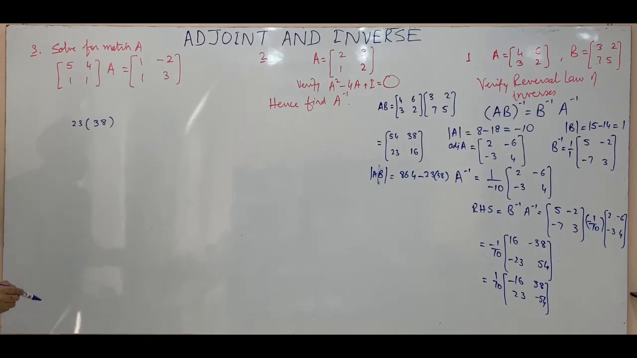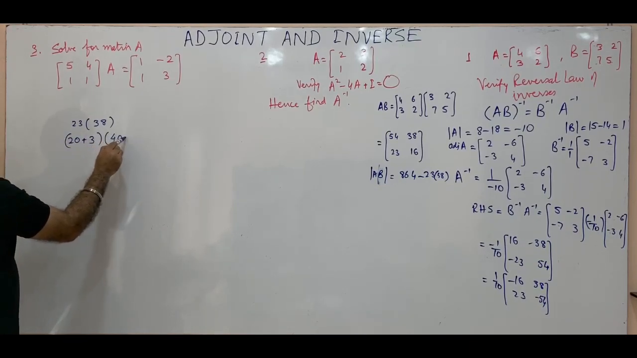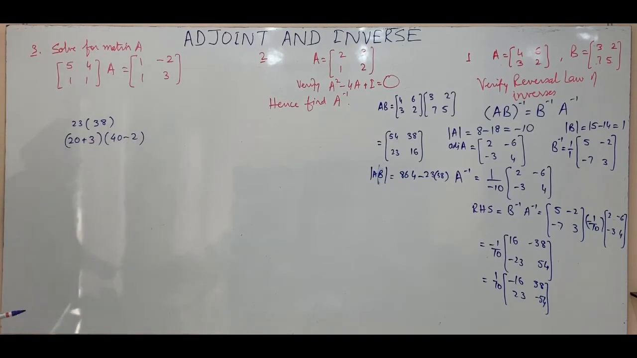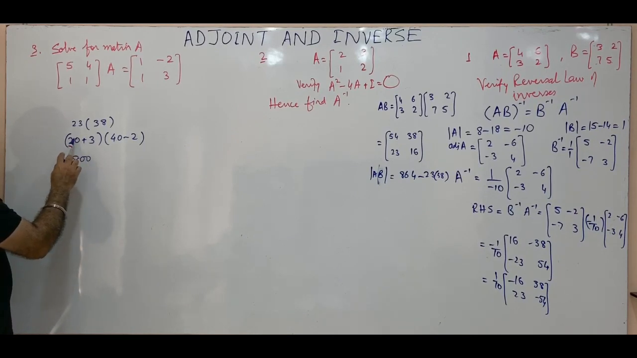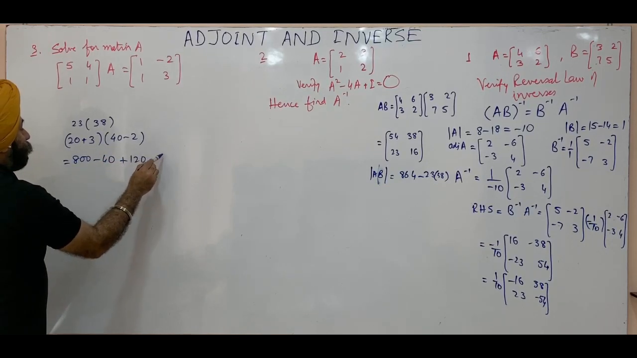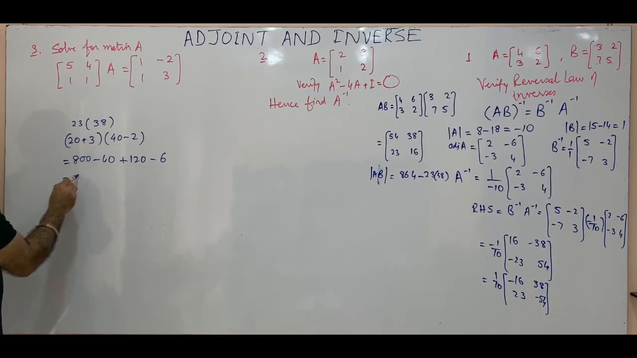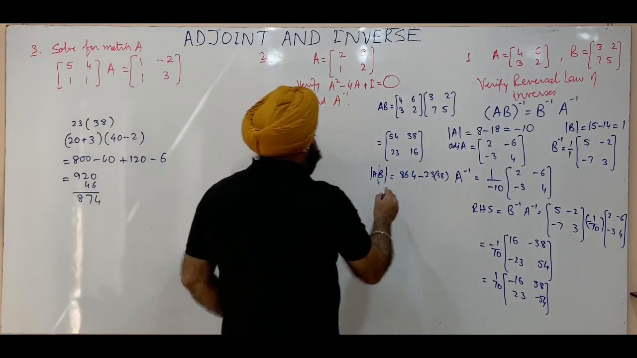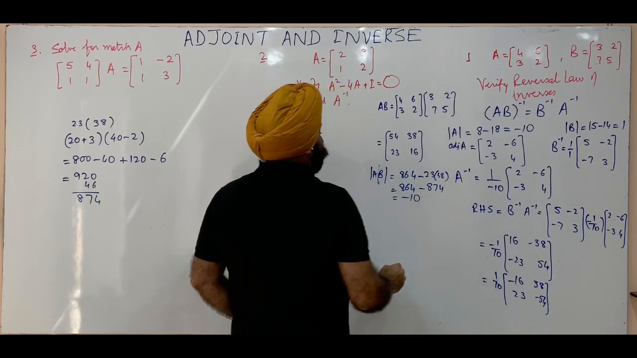Use this frequently. This can be written 20 plus 3 and this is 40 minus 2. 38 is 40 minus 2. We can easily multiply. This is 800. This is minus 40. This is plus 120 and minus 3 into minus 2 is minus 6. So this is 920 and this is 46. So 874. This is 864 minus 874. This is minus 10.